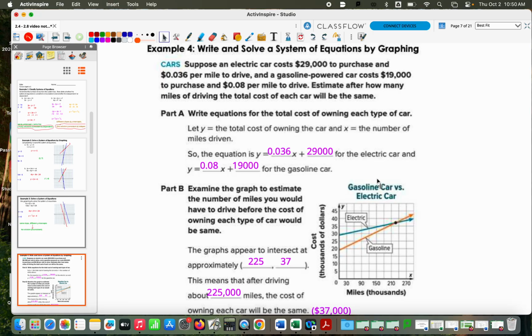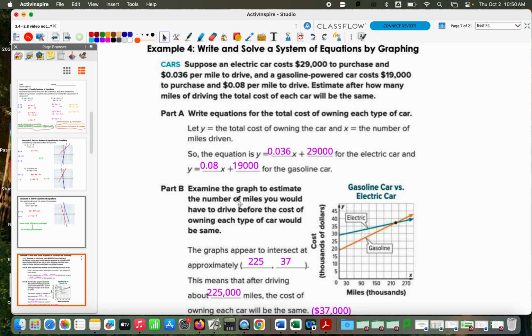They say to graph it. Luckily, they've already graphed it for us because these numbers are quite large. We might use a program like Desmos to help us graph these. They've graphed it for us here. This one starts at 29,000. Notice they're doing this in thousands of dollars and thousands of miles here. And they graphed it, and that was very nice of them.